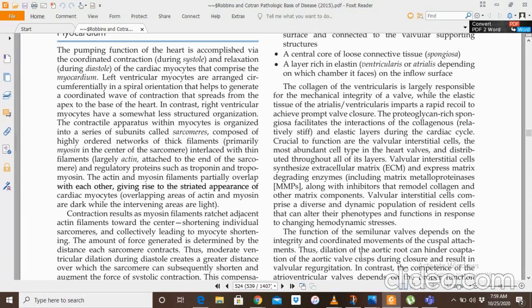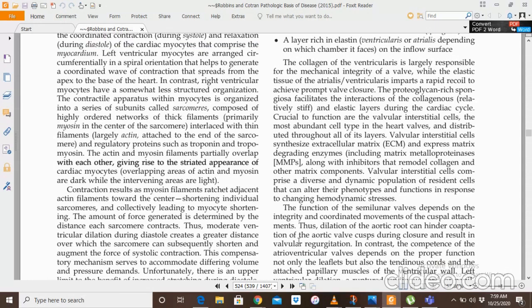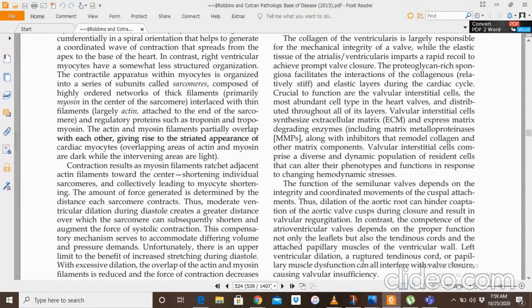Thus, dilation of the aortic root can hinder coaptation of the aortic valve cusps during closure and result in valvular regurgitation. In contrast, the competence of the atrioventricular valves depends on the proper functioning not only of the leaflets but also of the tendinous cords and the attached papillary muscles of the ventricular wall.